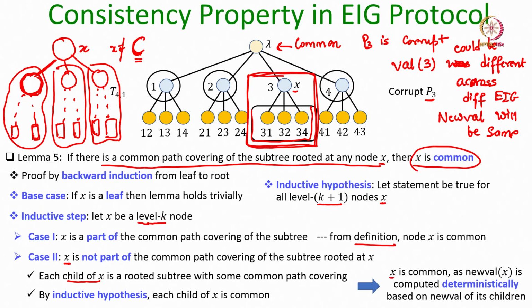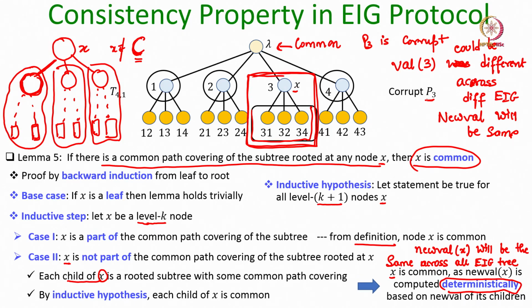That automatically implies that X also will end up to be common. That means it will have the same new val of X across all EIG trees, because if each child of X is common, that means each child of X has the same new val across all the EIG trees, then new val of X is computed deterministically based on the majority rule. And since it is computed deterministically based on the majority rule, each honest party is going to assign the same new val to the X in its respective copy of the EIG tree.